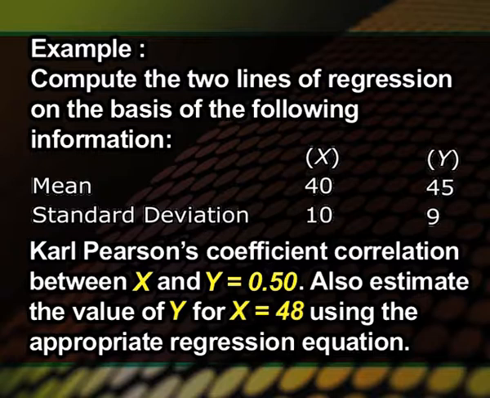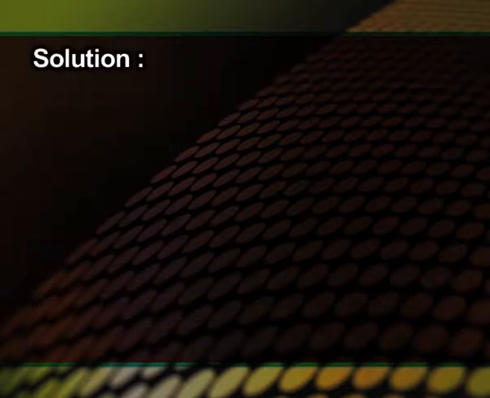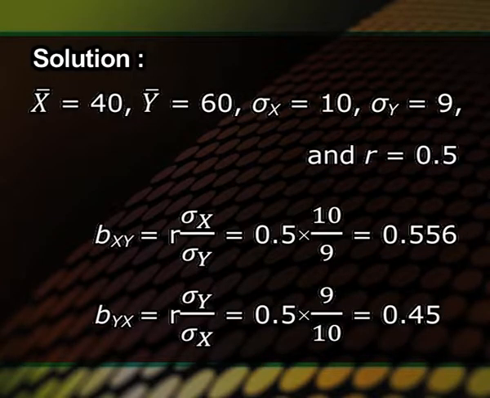Also estimate the value of y for x equal to 48, using the appropriate regression equation. Let's look at the solution. We are given x bar equal to 40, y bar equal to 60, sigma x equal to 10, sigma y equal to 9, and r is given as 0.5.